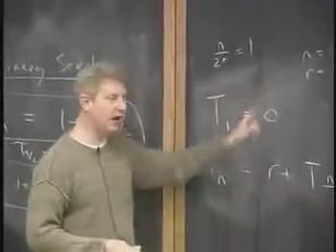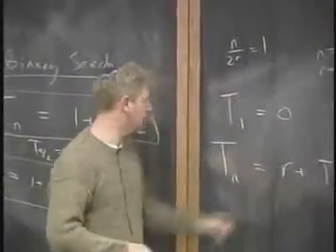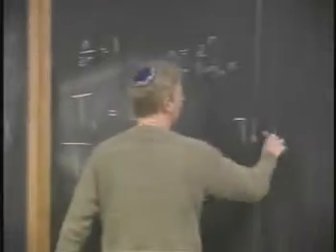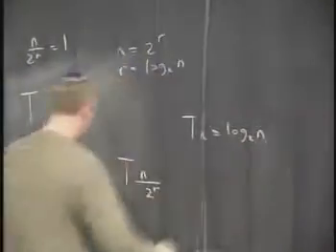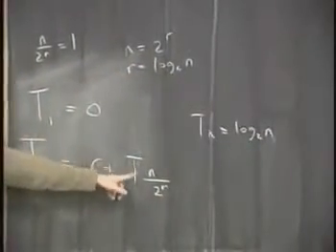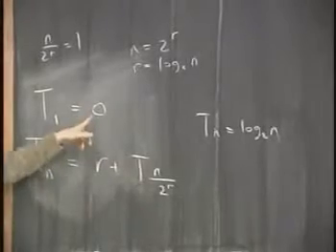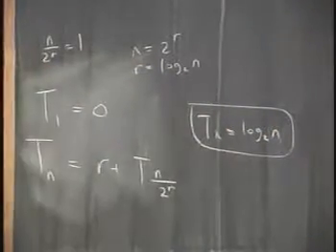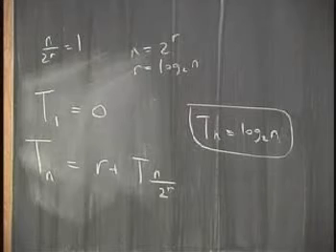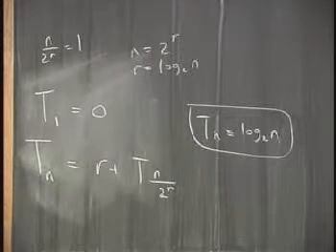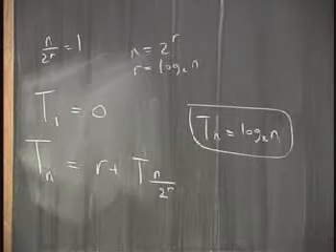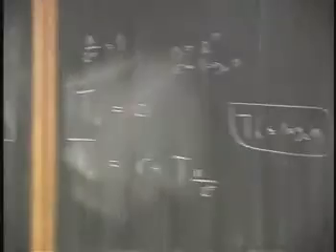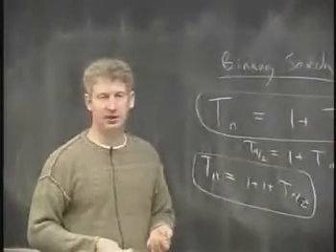If I do it that many times, and then I see what I get here, I get t sub n equals log base 2 of n plus t of 1, and t of 1 is equal to 0. So here's my closed form solution for this recurrence equation. And we say that binary search is a big theta log n algorithm. It's a very fast algorithm. All right, questions about this?